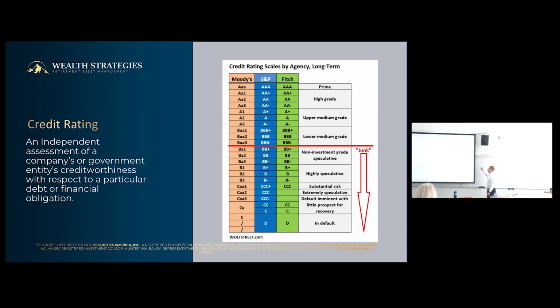Right, so a few more things that we'll look at today. Something that we've referenced a couple times before that we haven't really dug into is credit rating. Credit rating is an independent assessment of a company or government entity's creditworthiness with respect to a particular debt or financial obligation. So these aren't a general measurement of the entire company. It's more about the specific product being offered. If you have a secured debt on some kind of equipment or a building, that's going to be rated higher because it's secured by something than an unsecured debt.